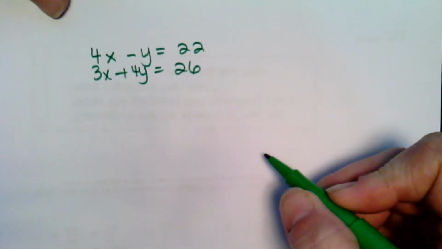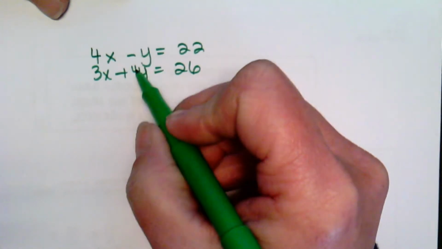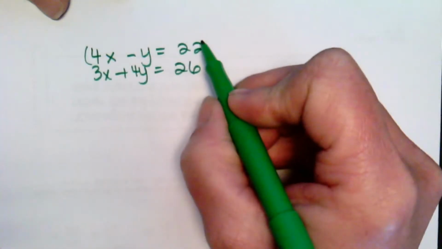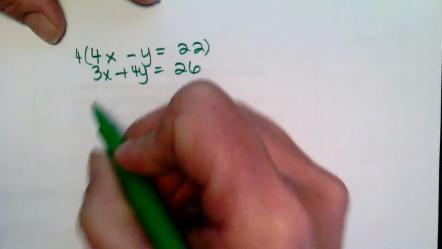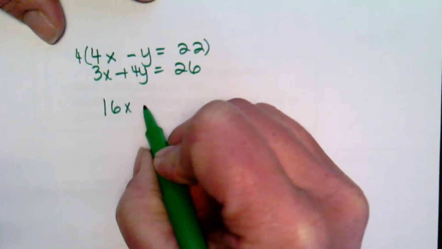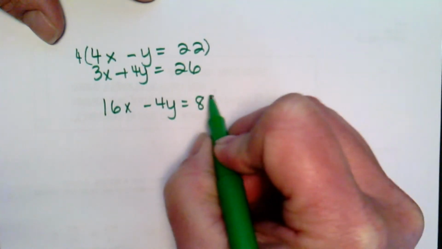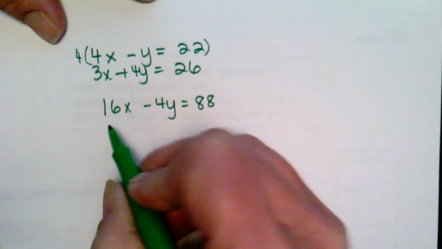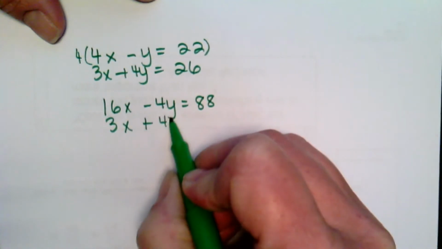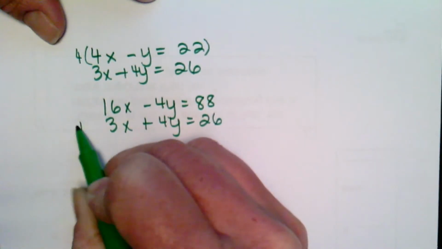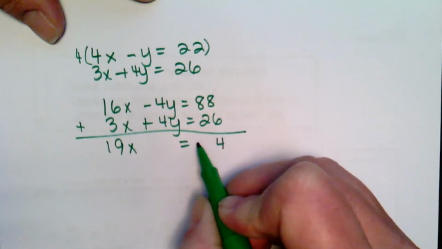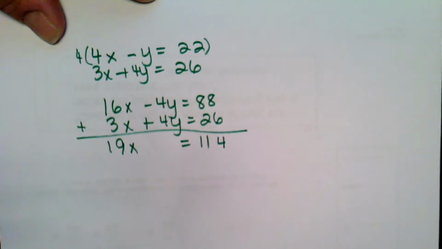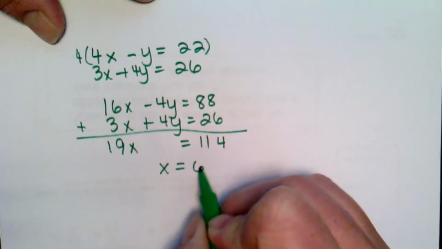So if I'm using the addition method, I like the way these are looking. So if I multiply this one by 4, then I will have opposite y's. Right, so the top equation I multiply by 4, the bottom equation I'm not touching. If I add them, this one's gone. This was 114. Which comes out to 6.